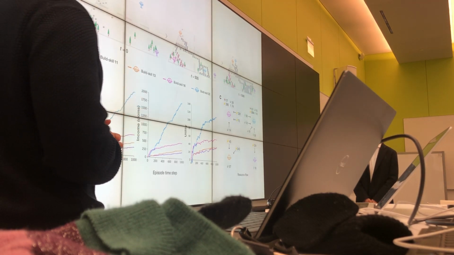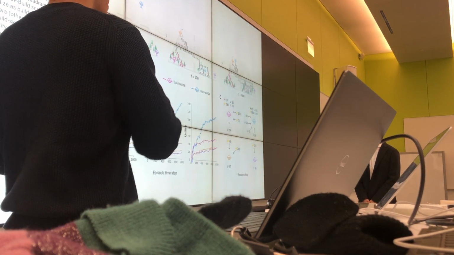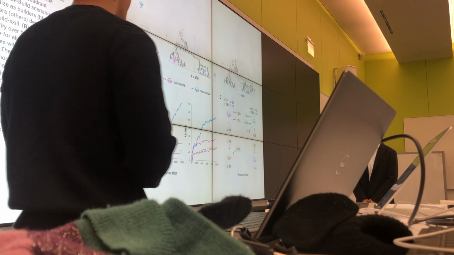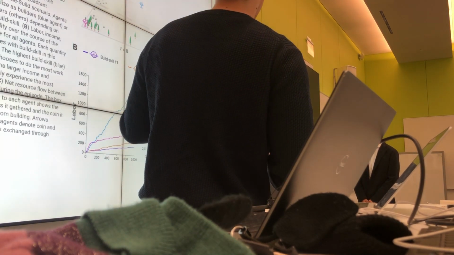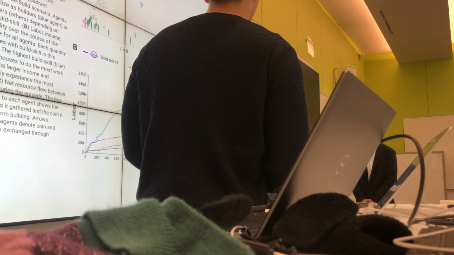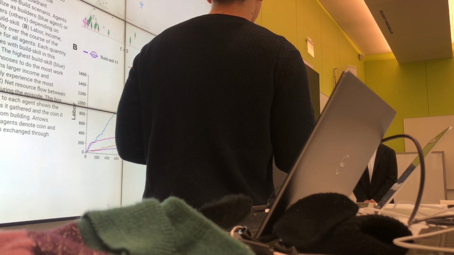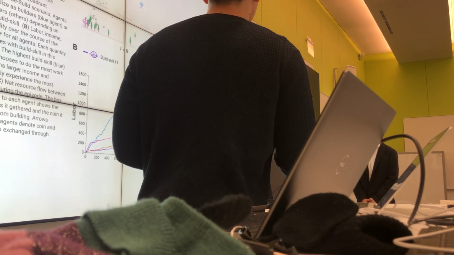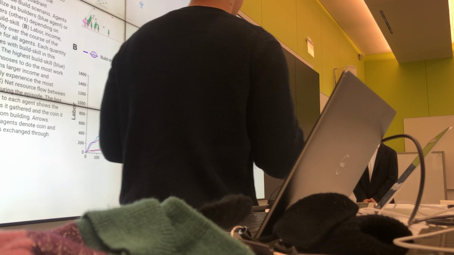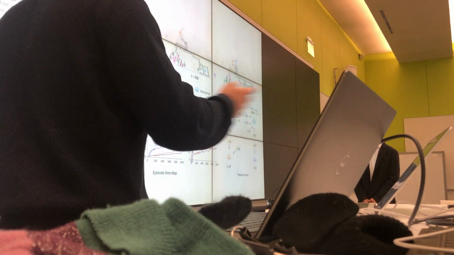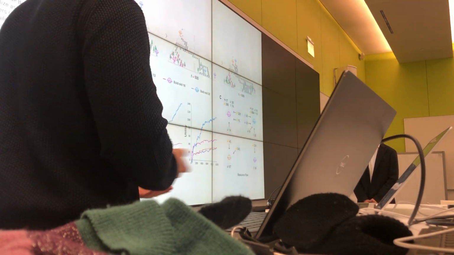Plot C shows the resource flow, basically who is exchanging what. If income is going to an agent, what are they receiving for it? Then we can again see a similar theme, where agents with high build skill are sending income in exchange for resources, versus agents with low build skill always choosing to send resources out and become gatherers.